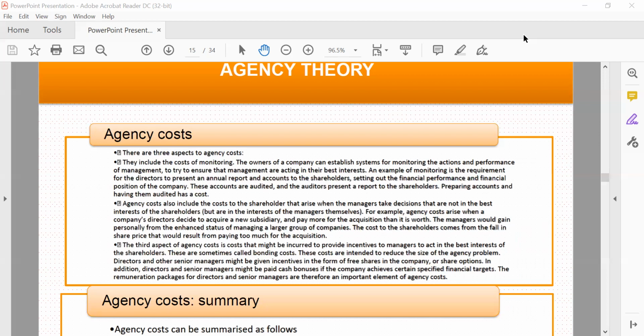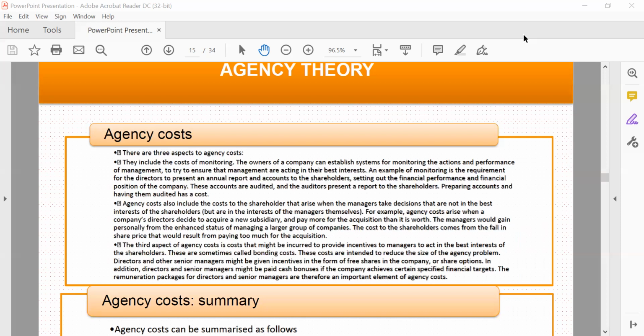Number two, agency costs also include the cost to the shareholder that arises when the managers take decisions that are not in the best interest of shareholders. So let's give a typical example. For example, agency costs arise when the company's director decides to acquire a new subsidiary and pay more for the acquisition than it's worth. The managers will gain personally from the enhanced status of managing a larger group of companies. The cost to the shareholders comes from the fall in the share price that will result from paying too much for the acquisition. Let me explain this.